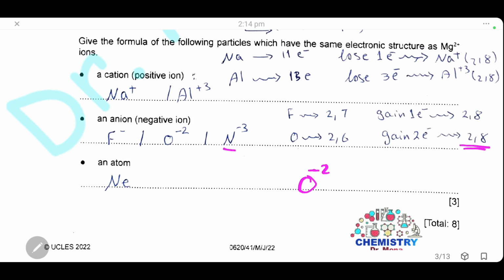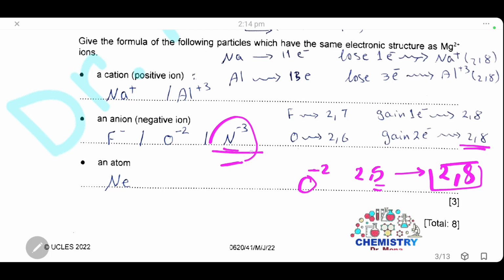This is also true for nitrogen. Nitrogen is in group 5, with a total of 7 electrons distributed as 2,5. So it needs 3 more to reach the same electronic configuration as magnesium. It will gain 3 electrons and change from 2,5 into 2,8. This is the electronic configuration of the nitride ion.